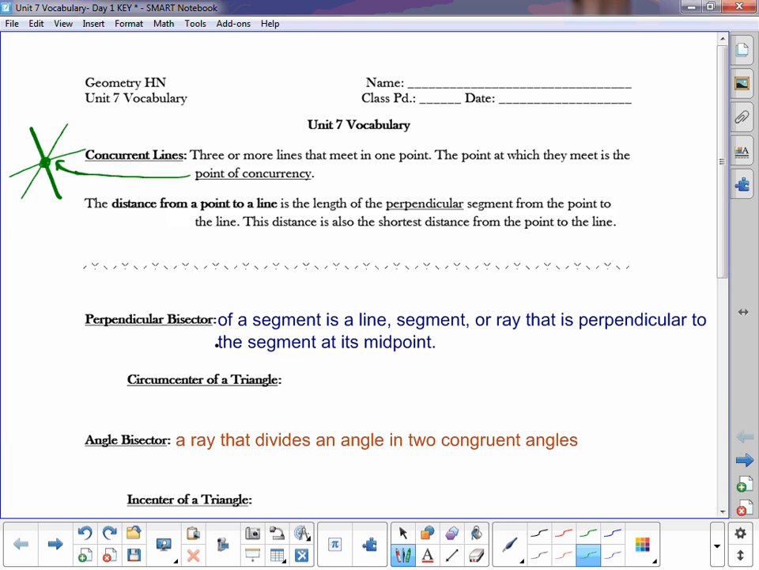Now notice all three have to meet at one point. So if I had something like this, all three do not meet at one single point, so these three lines are not concurrent. Okay, so all three need to meet at one single point.